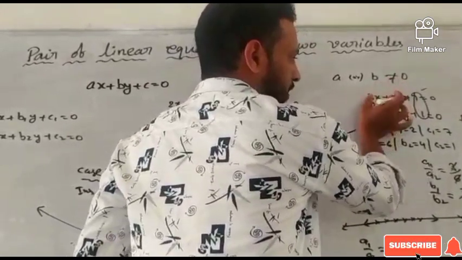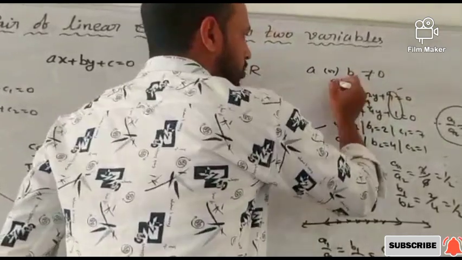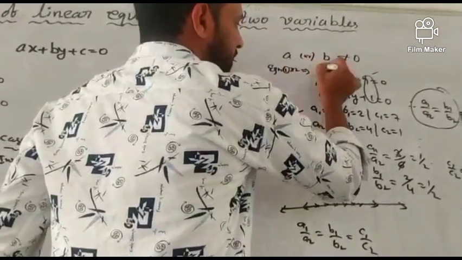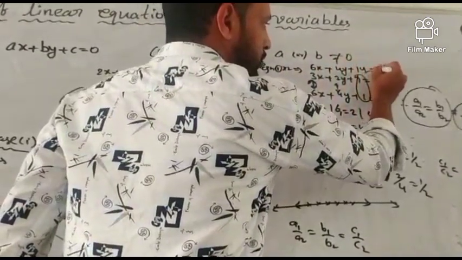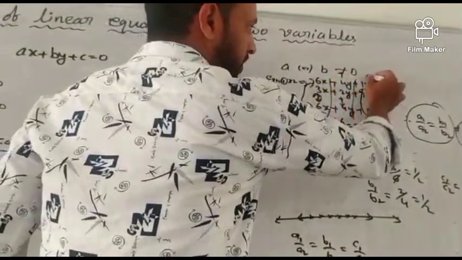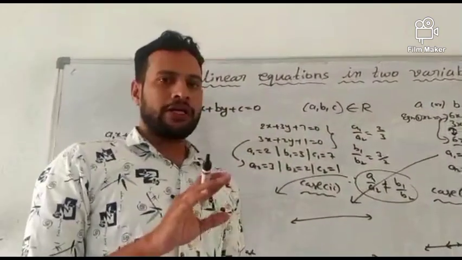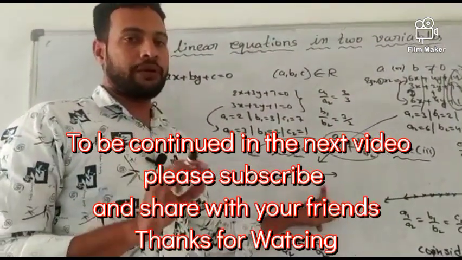See here, from the equation 3x plus 2y plus 7, you have to multiply with 2. Equation 1 into 2, you will get 6x plus 4y plus 14 is equals to 0. Now check these two lines, both are same: x coefficient same, y coefficient same, difference only in the place of constants. So I am concluding that parallel lines differ only in the place of constants.